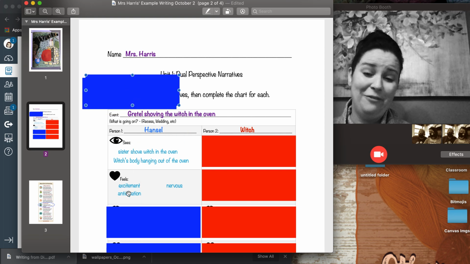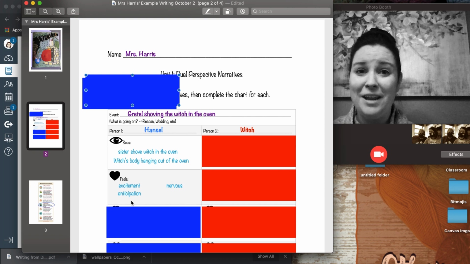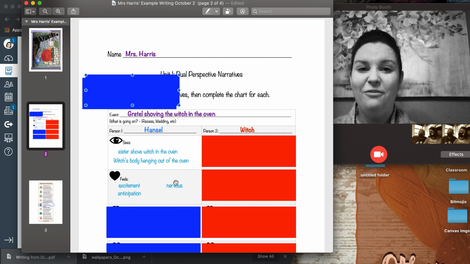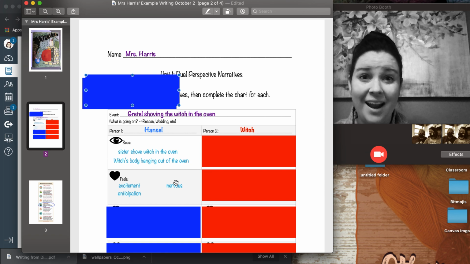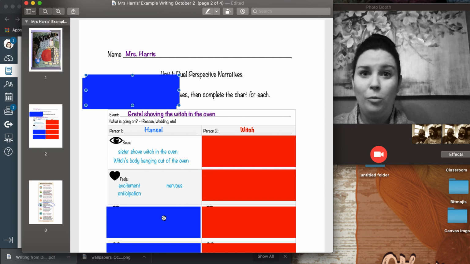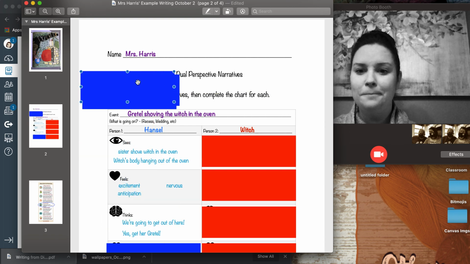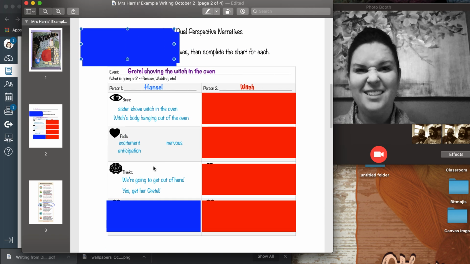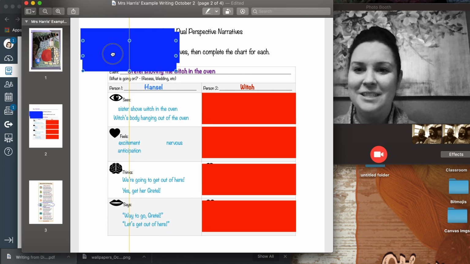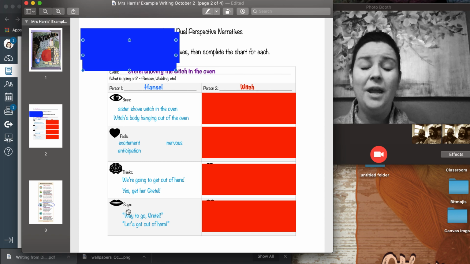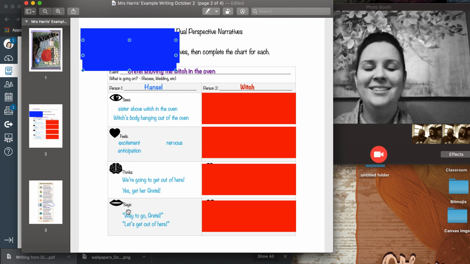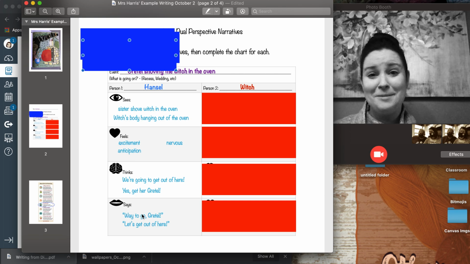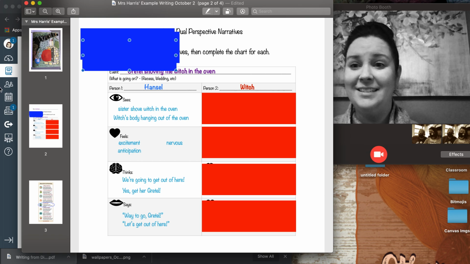Well, he probably feels excitement. He probably feels some anticipation because he's ready to break out of there. And then finally, probably a little nervous, like, are we able to get out of here? Is she going to come back at us somehow? Where will we go after we get out of here? Who knows? All right, and then thinking, yes, we're going to get out of here. Yes, get her, Gretel. Some of that sibling support there. Then finally, he probably would say, way to go, Gretel. Let's get out of here. All right, so that's Hansel's perspective of this situation as he looks on.